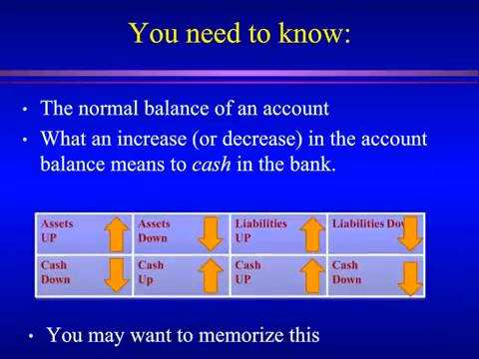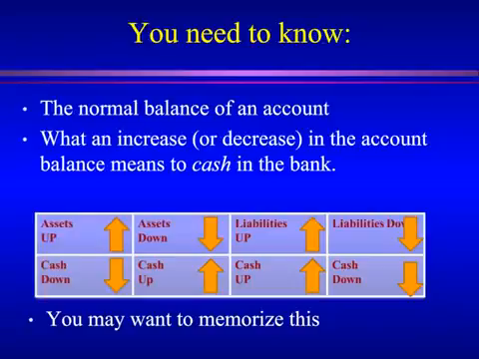Okay, just to review our little rule here. Assets up, cash down, assets down, cash up. So that's on the asset side of the balance sheet. Liabilities up, cash up. Liabilities down, cash down. So if our liabilities go up, that means we've got somebody else's money, we've got a loan, or we haven't paid something. And if our liabilities go down, we've paid something. That's money out of our pocket, so cash goes down.